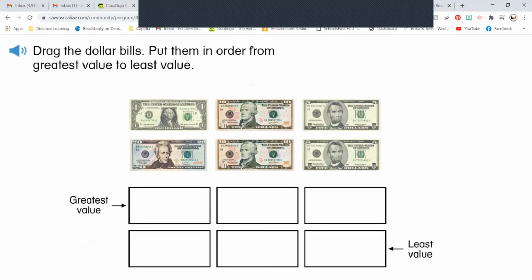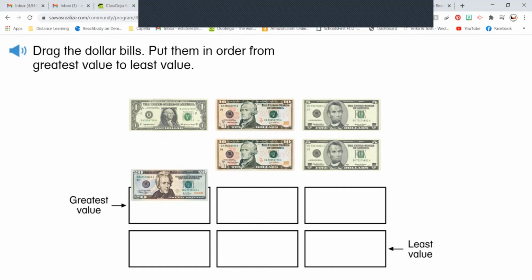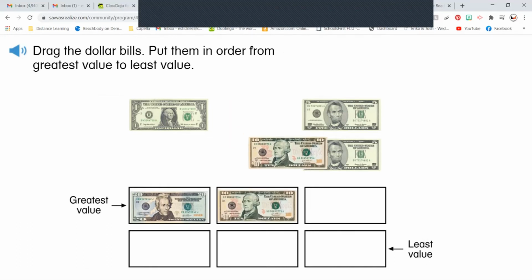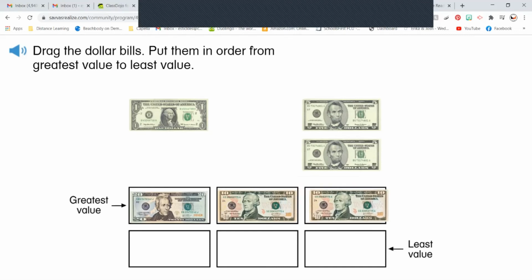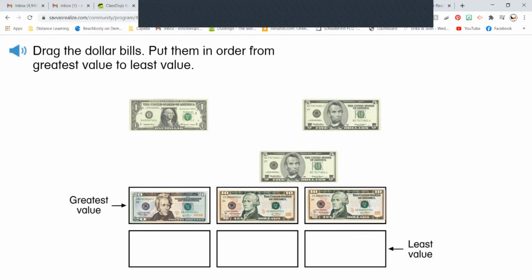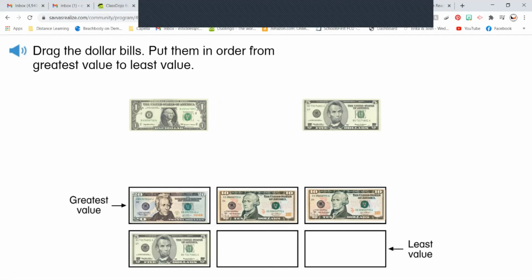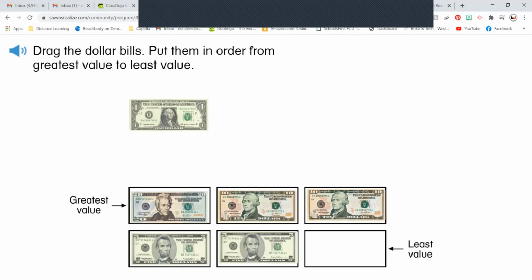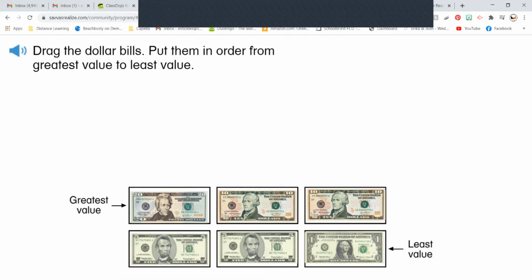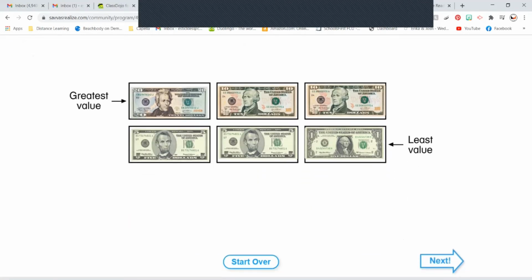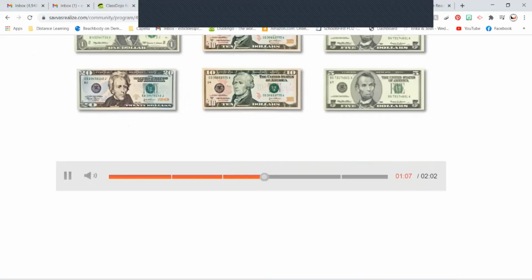So I'm going to drag the dollar bills and put them in order from greatest to least value. So I need to find the bill that has the most value, which would be the bill that has the biggest number on it. And that would be our $20 bill. So that has the greatest value. And then next would be the $10 bills. So I'm going to drag those. And then now I have $5 bills or $1 bills. Well, $5 is more than $1, so I'm going to put those in order next. $5, $5, and $1. So now they're in order from greatest to least.